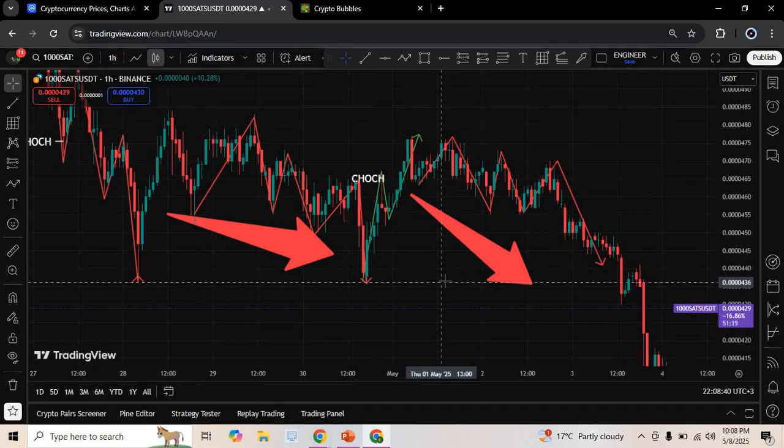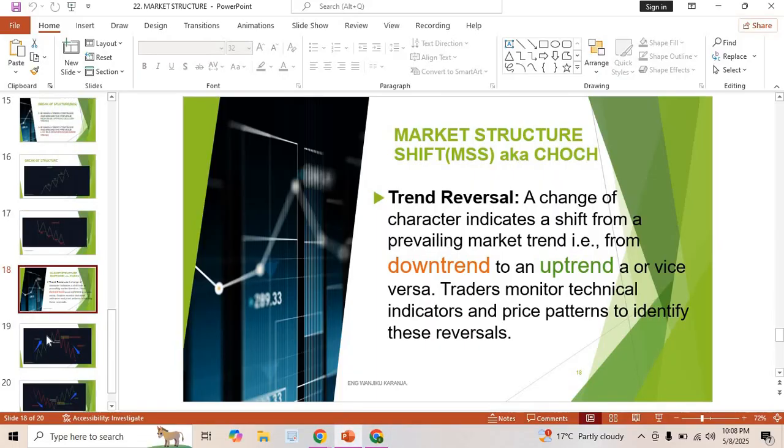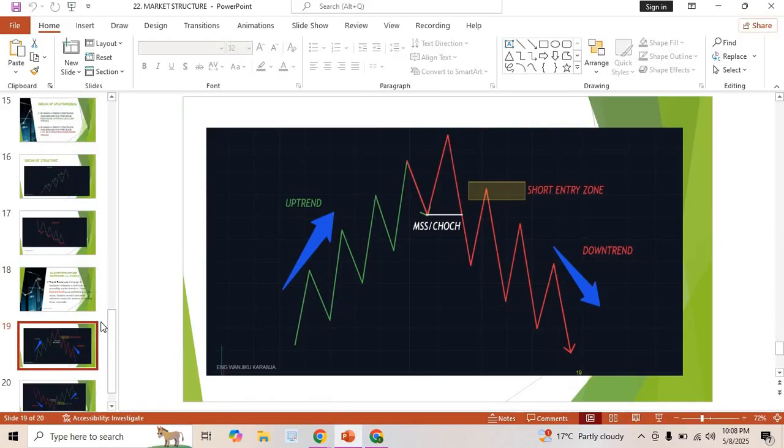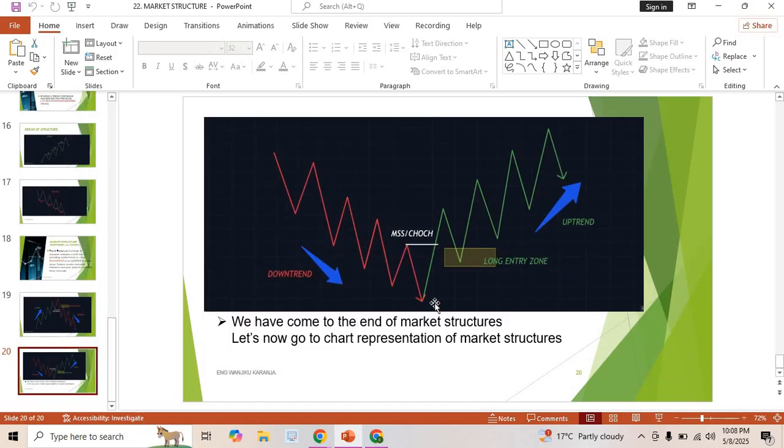So this is basically what I was explaining: an uptrend, market structure shift, a downtrend. In the case of a downtrend to an uptrend, a downtrend, then we had an uptrend. That is what I wanted us to cover in this class. Slowly by slowly, we are building more concepts. Any question?